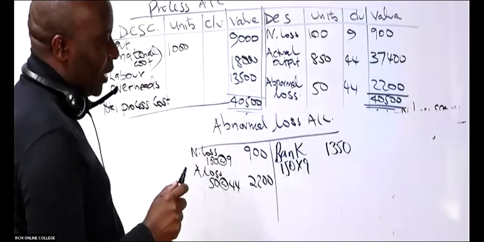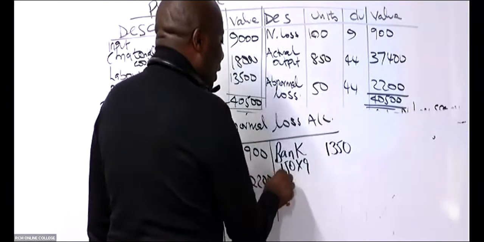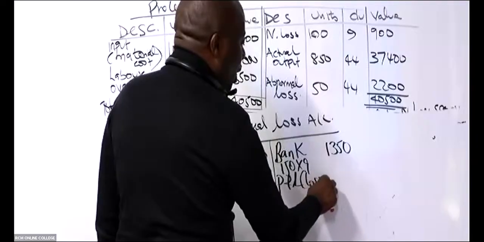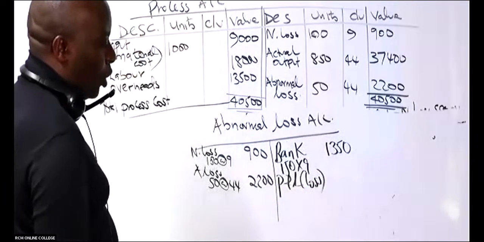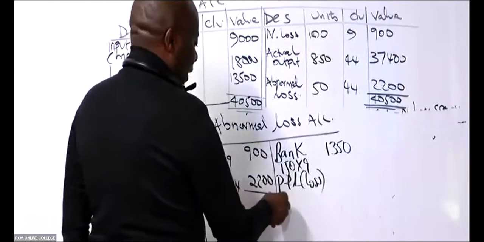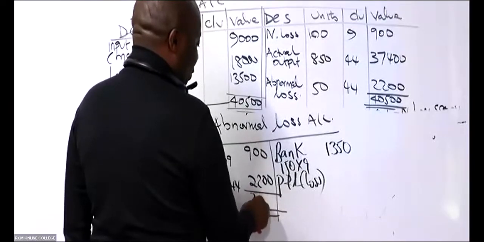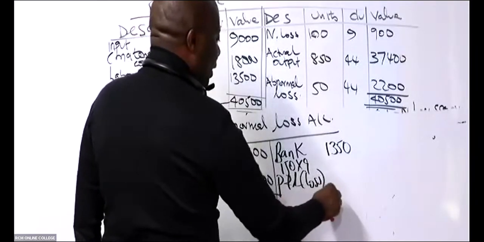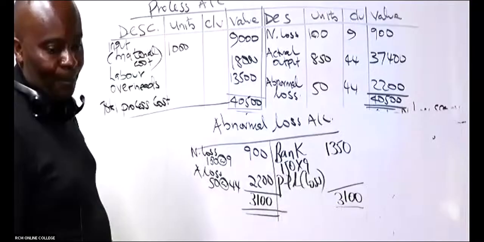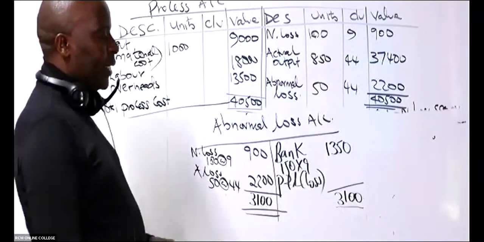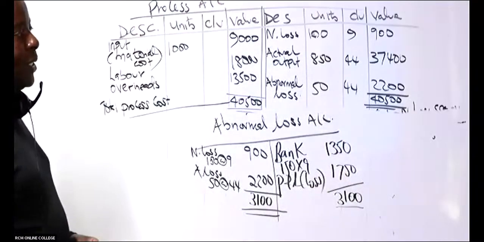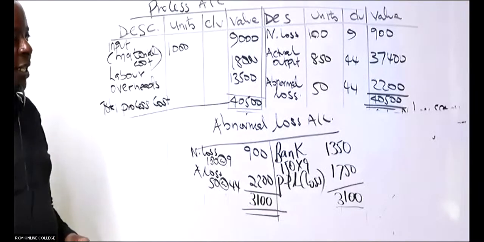So this will be a loss. The loss here, we shall take to the P and L. The loss on disposal will be the balancing figure. We'll come here and add, and this gives me 3,100. So what is the balancing figure? The balancing figure, I'm told, is 1,750.